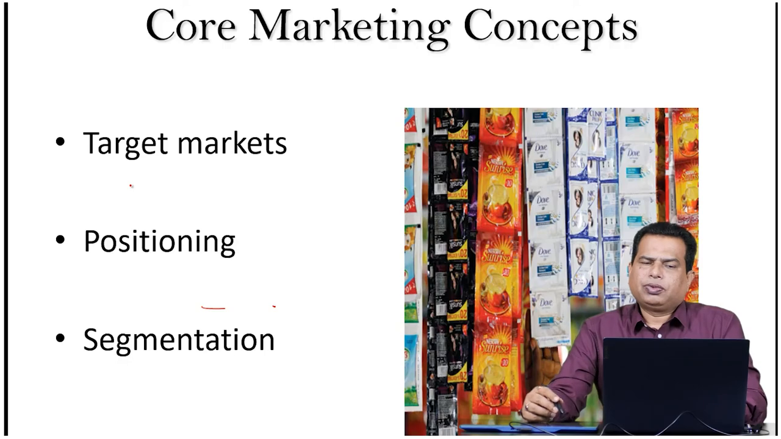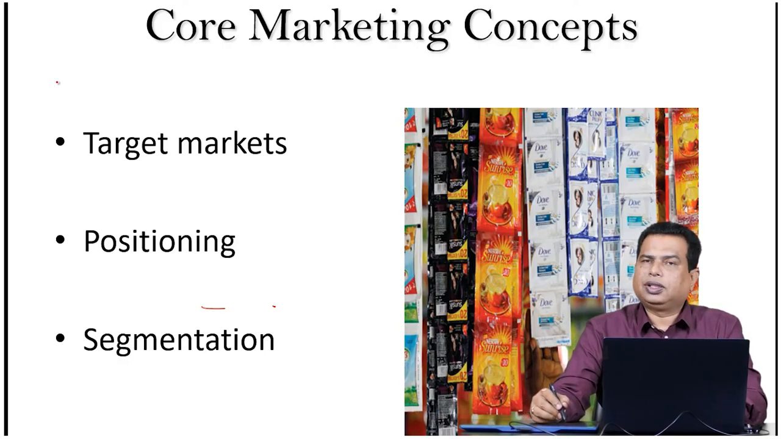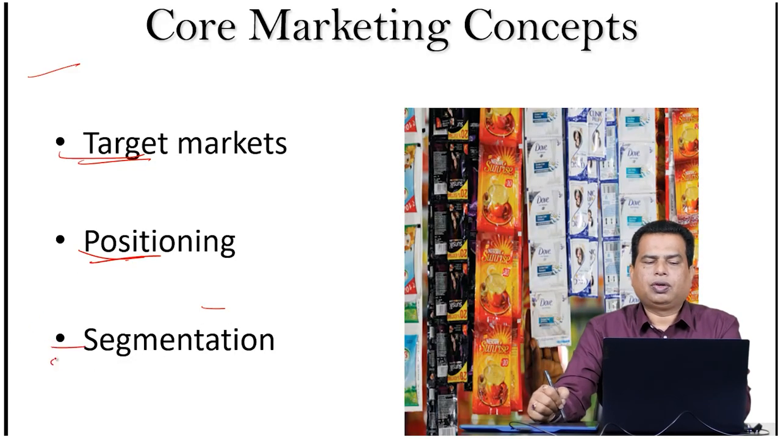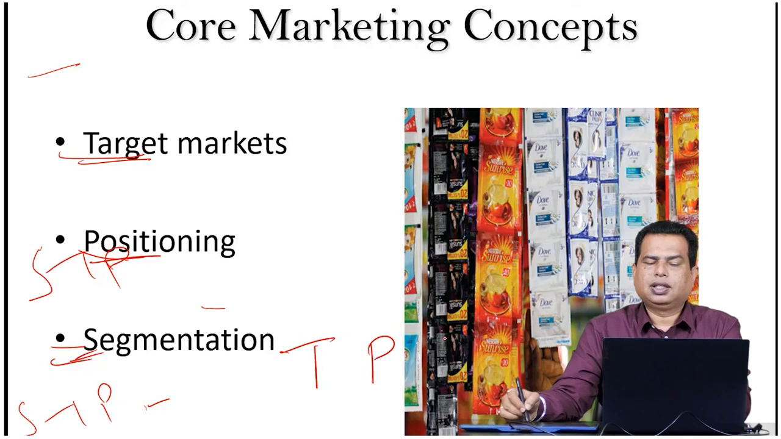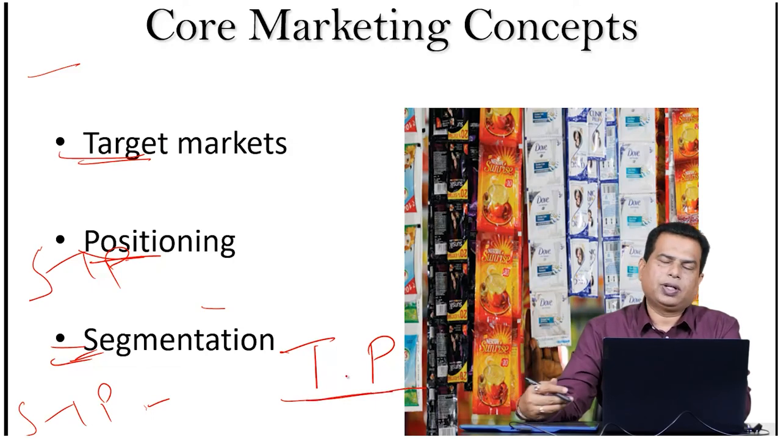So in this slide, I'm going to talk about some of the core marketing concepts which the marketer is going to perform: target markets, positioning, and segmentation. So normally we also call it STP, meaning segmentation, targeting and positioning. But first of all, targeting comes, then positioning, then segmentation. So to be very precise, it should be TPS, but STP is the commonly used abbreviation for segmentation, targeting and positioning, though we can remember it by TPS also.